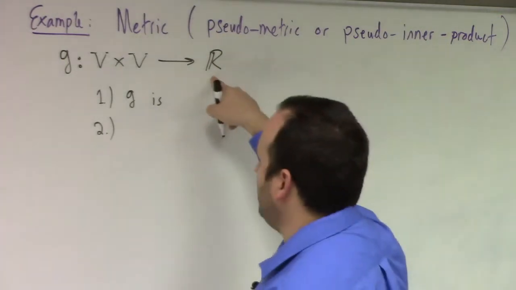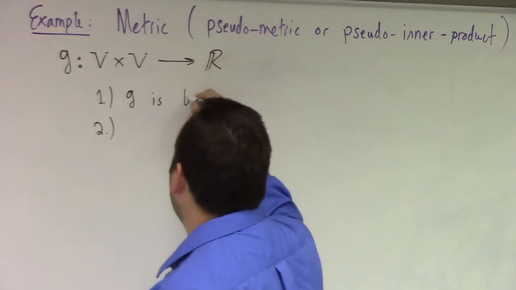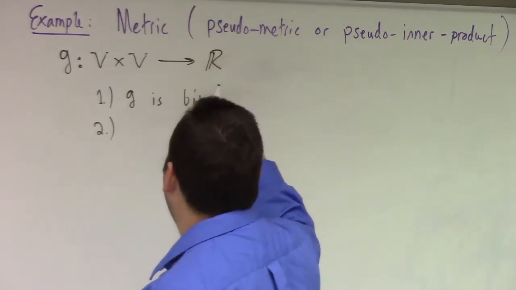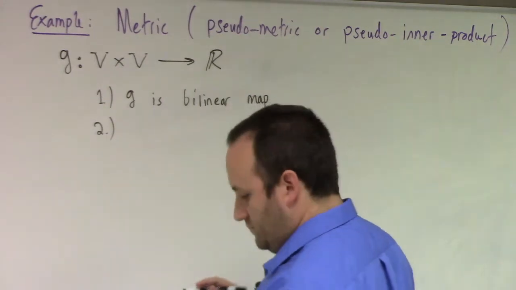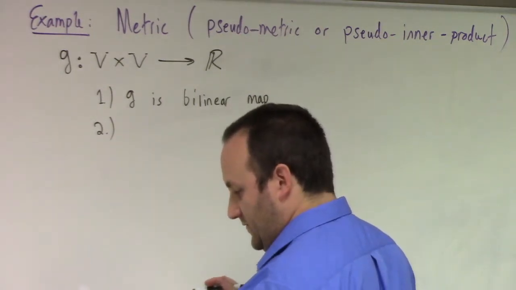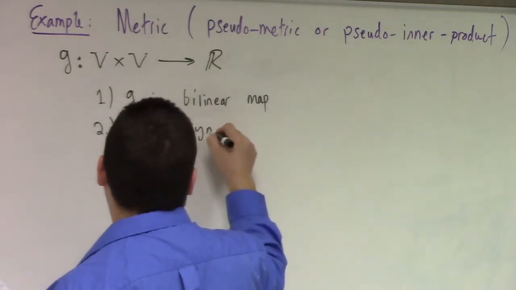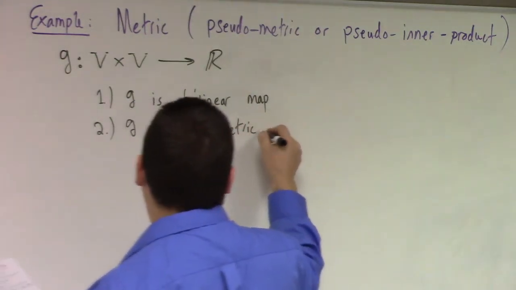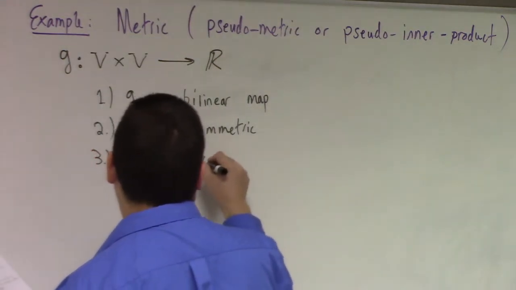So let's keep it real. Then a metric on a real vector space is a bilinear map which is symmetric, and three, G is non-degenerate.